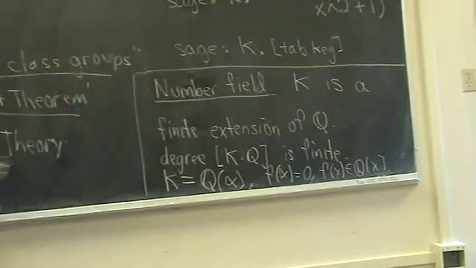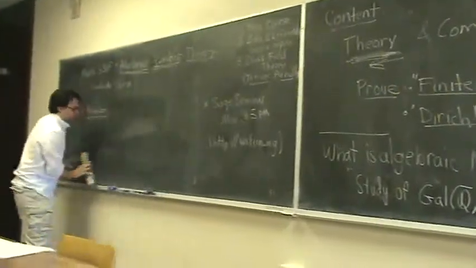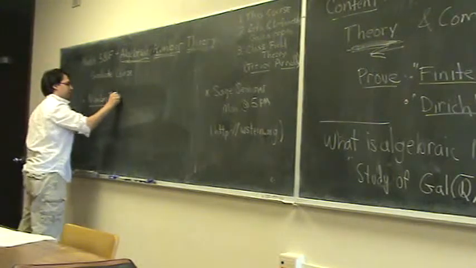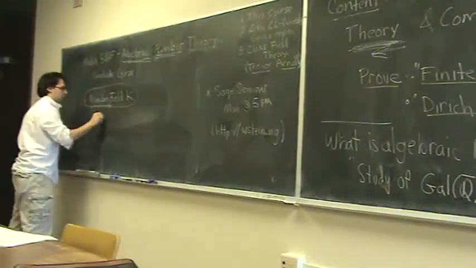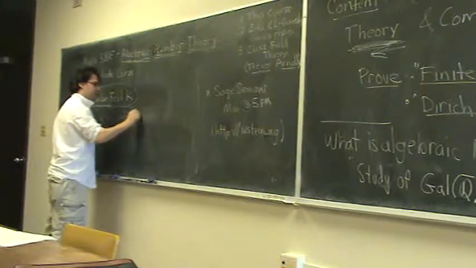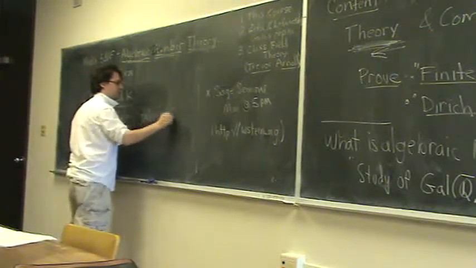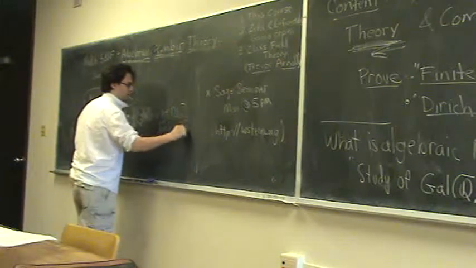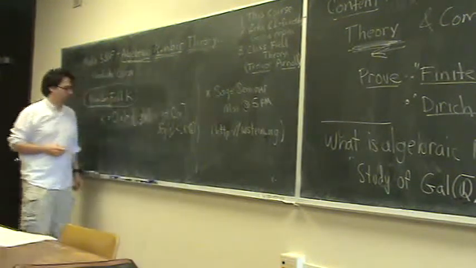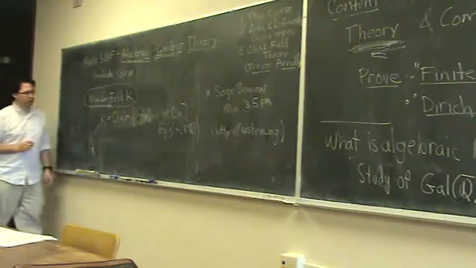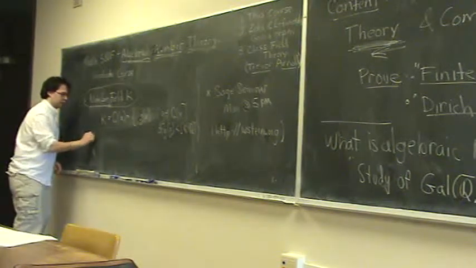And the interesting thing is you can associate a huge constellation of objects to a number field, and it's these objects that we're going to study. So you have a number field K. Here it is: Q adjoin alpha, which just means the set of all polynomials g(alpha), where g is in Q[x] and the degree of g is less than the degree of this field. So one thing you can associate to it is something called the ring of integers, which is a ring that's contained in the number field.